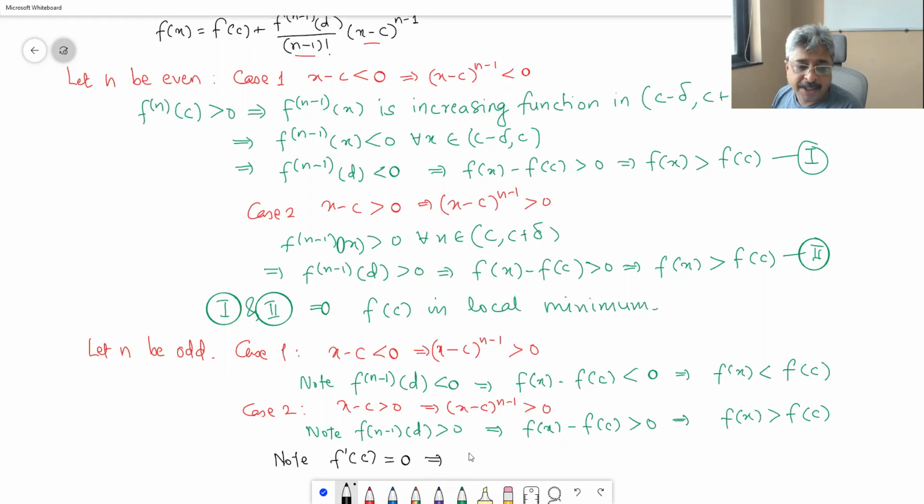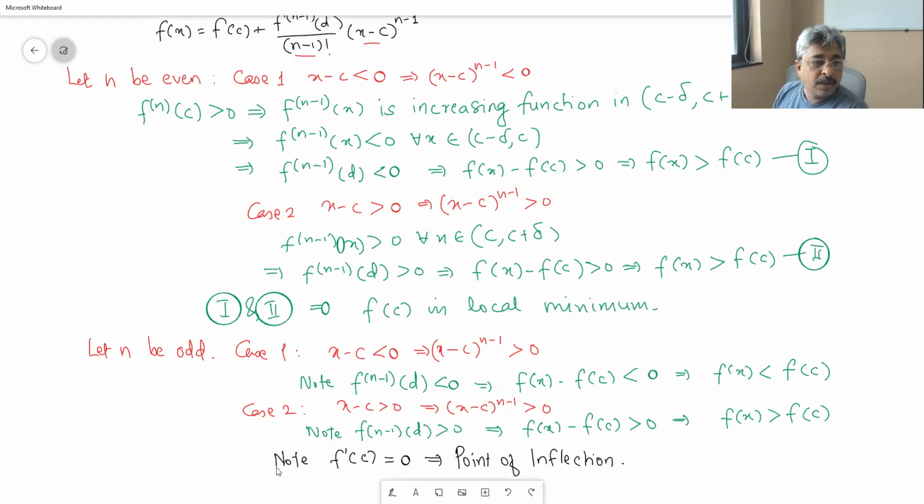It implies point of inflection. Therefore, we are supposed to write down what we mean by point of inflection. So here you can complete by saying that if f dash of c is 0, and if f of x is less than f of c and f of x is greater than f of c in the left and right intervals of c, then it implies that it is a point of inflection.